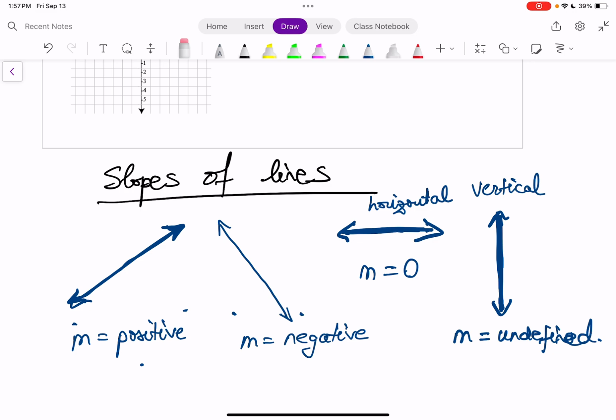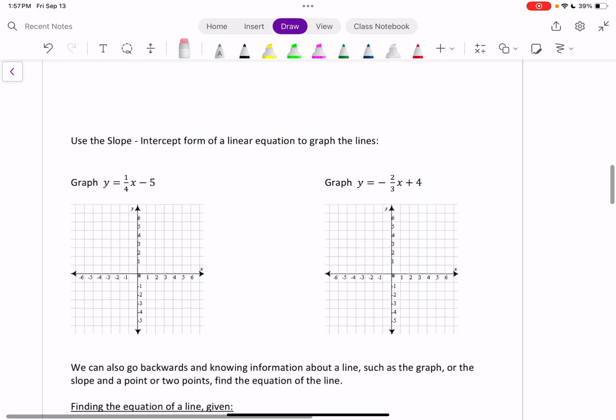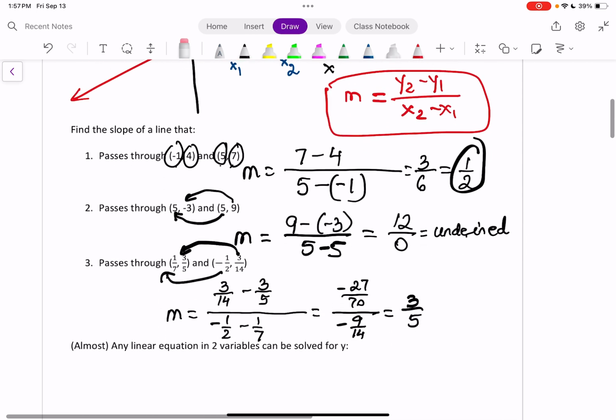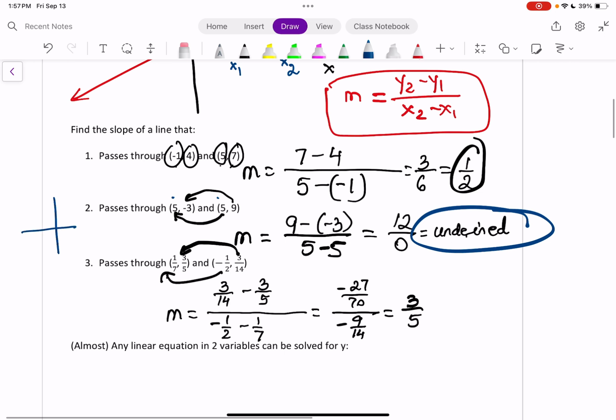So that's exactly the situation that we found ourselves in here in the second example. The fact that we had an undefined slope, as you see, both x coordinates are the same. So if you were to actually plot these points, x is 5, y is negative 3, and x is 5, y is 9, you will see that you are on the same vertical line. Okay, so that's why the slope is undefined.